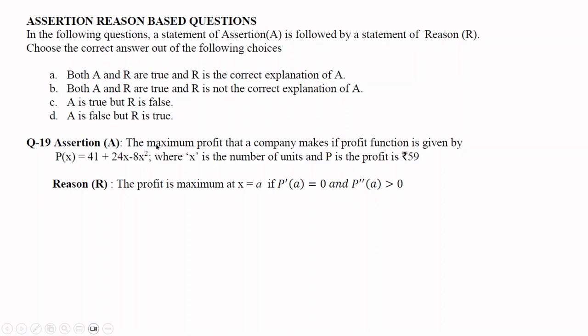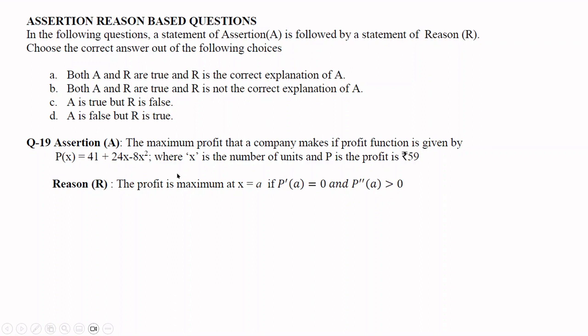The 19th question is, when we have questions of such type, the first thing is we have to check whether assertion is true or false. If it is true, then we have to check which of these 3 options will hold. If assertion is false, then it is only D. A is false but R is true.